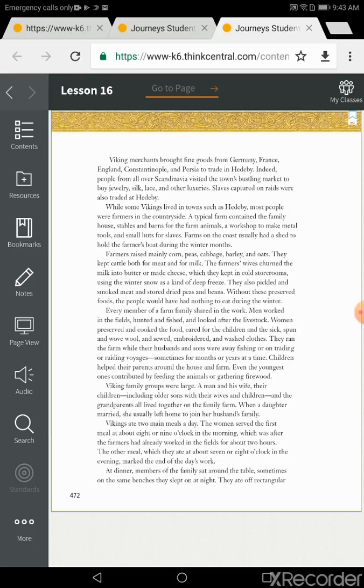For instance, when we talk about Viking families: Viking family groups were large. A man and his wife, their children, including older sons with their wives, children, and grandparents all lived together on the family farm. When a daughter married, she usually left home to join her husband's family, and so on and so forth. And that's four lines. We could tell that they did have some large families. But why? What do you think that is?